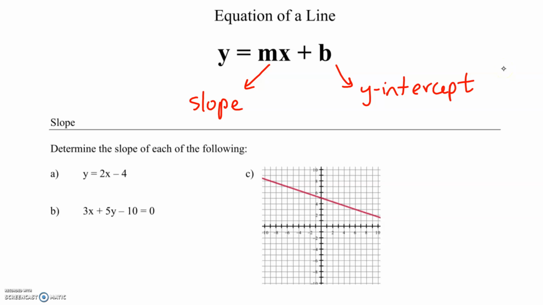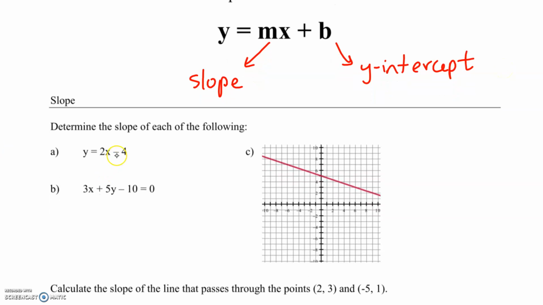All right, we're going to first determine, given equations or a graph, the slope for each. So for the first one, y equals 2x minus 4, this is in the form mx plus b, and we know that we find the slope in front of the x. It's the number that's being multiplied by the x. So the slope here is going to be 2.